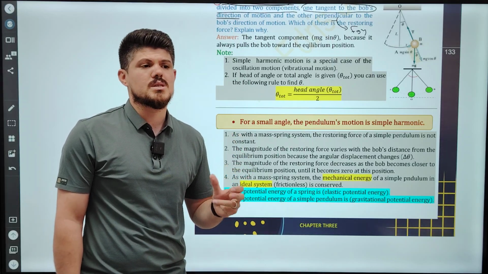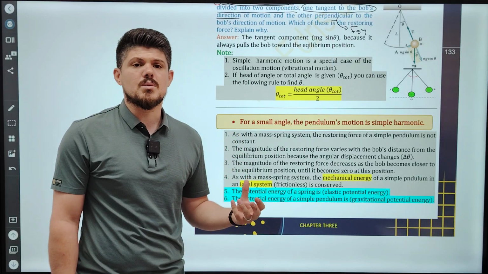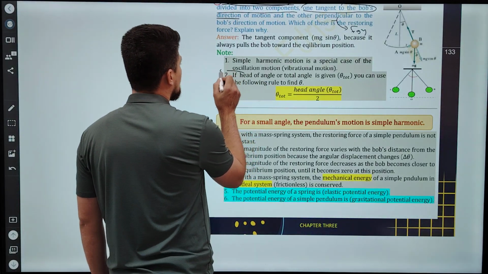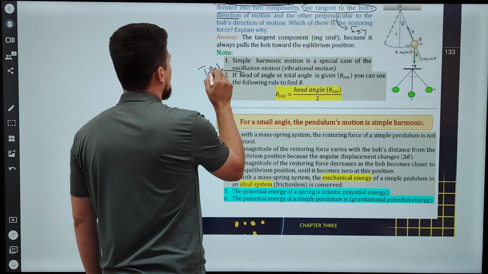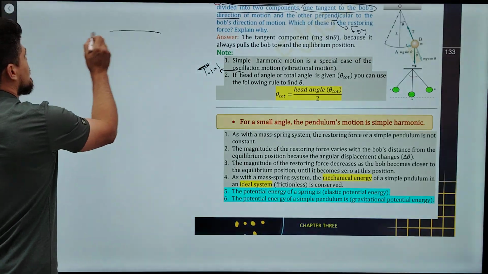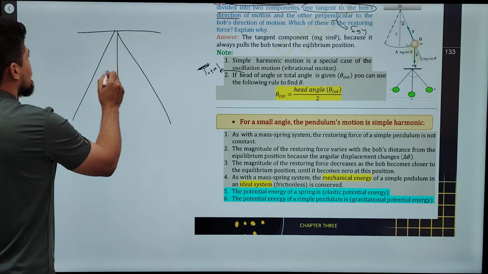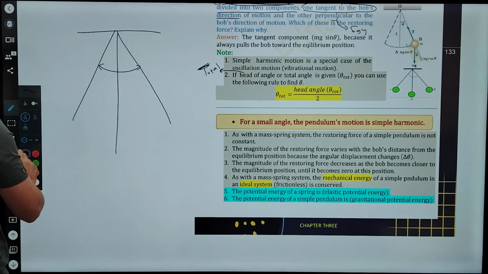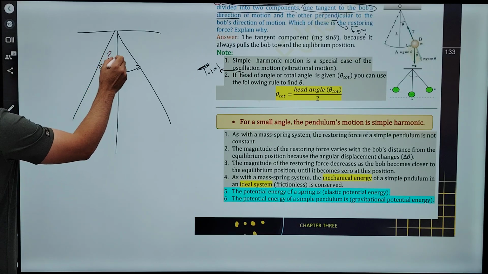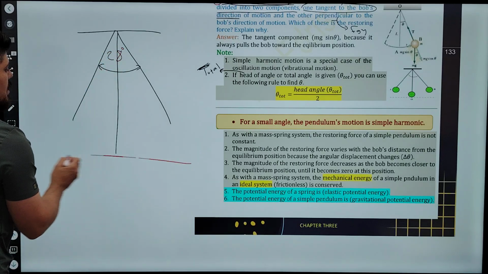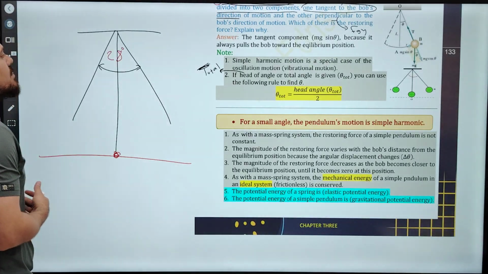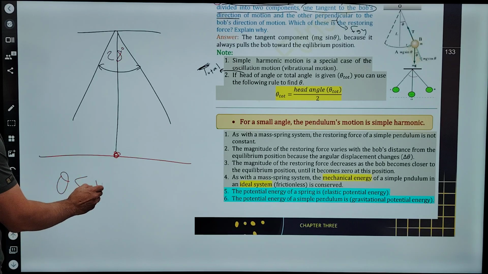So when does a vibrational motion such as a pendulum become a simple harmonic motion? If its angular displacement is less than 15. If the total angle is given in the question, you have to divide by 2, okay? For example, if the total angle given is 28 degrees, this is the total angle, okay? To find out when the simple pendulum becomes simple harmonic motion, the angle must be less than 15.